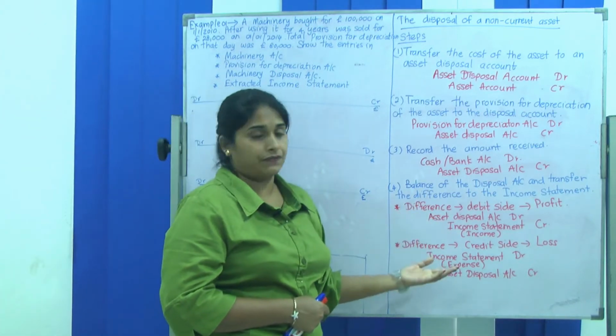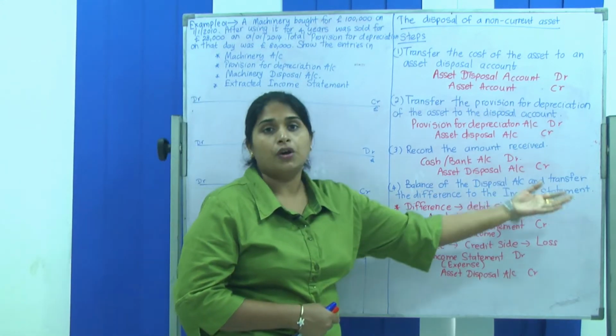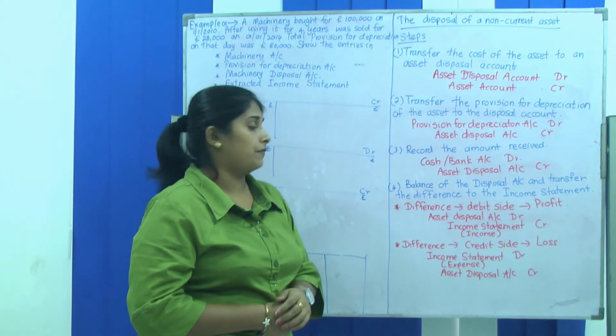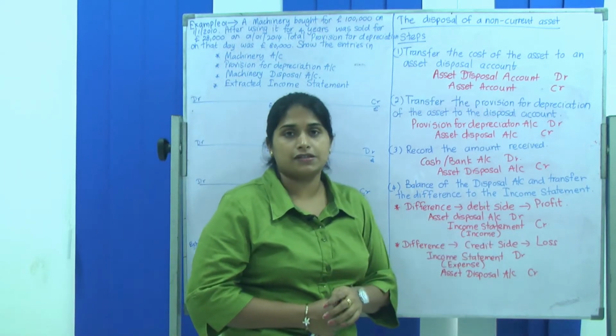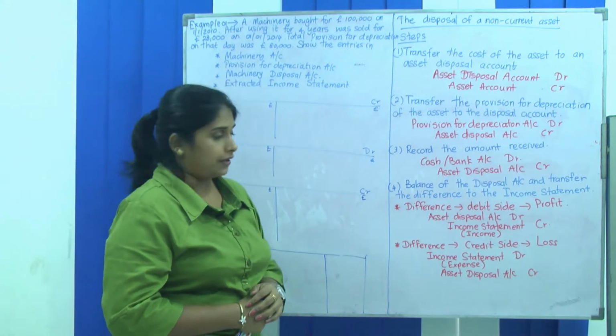So there can be 2 differences. Sometimes you might get a difference on the debit side, which means a profit. Sometimes you may get a difference on the credit side, which means it's a loss. That means you have made a loss after selling the non-current asset.